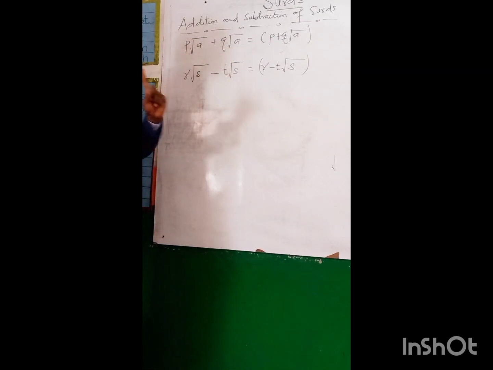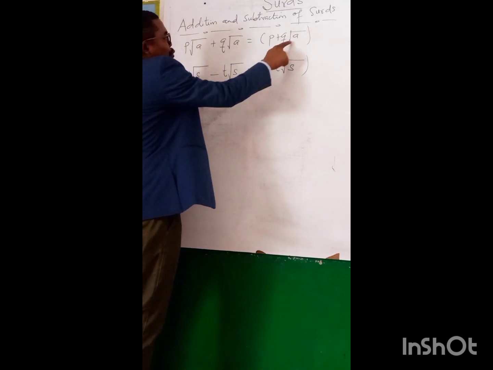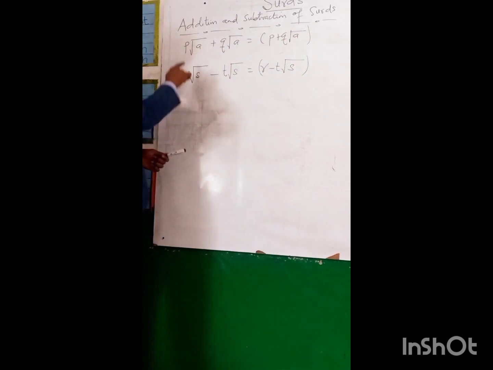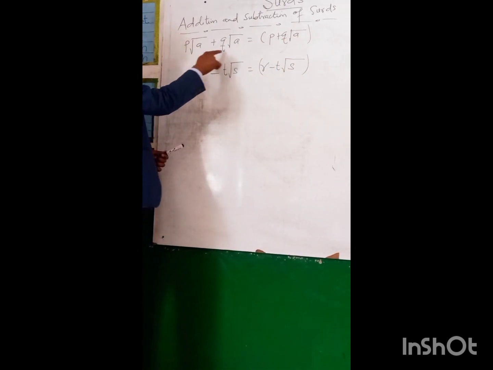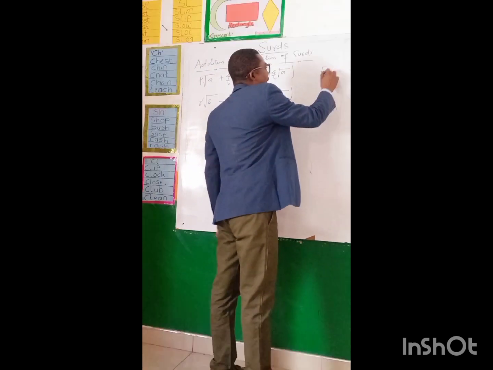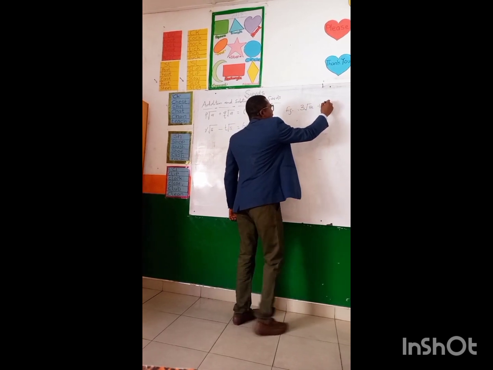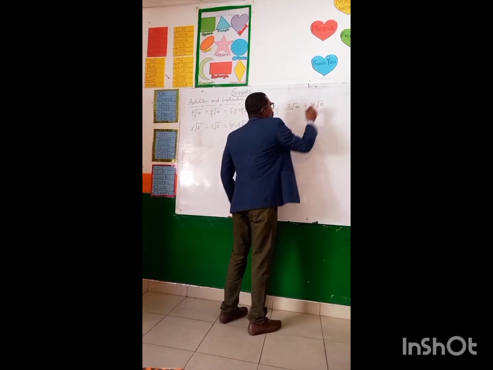That is the condition for adding or subtracting two surds. So if you look at our example, I see that p root a plus q root a is equal to (p plus q) root a. Now what happens is that we add the numbers in front of the roots. So for example, if I want to add, let's say, 3 root 2 and 4 root 2.